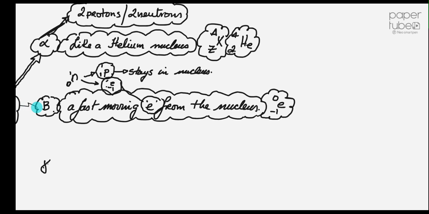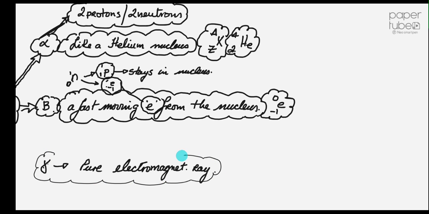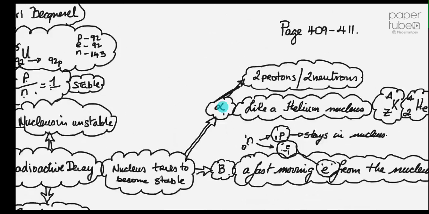Now, gamma rays are just pure electromagnetic waves. An electromagnetic wave is all the waves in the electromagnetic spectrum, which is radio waves, microwaves, infrared, light, ultraviolet, X-rays, and gamma rays. And it's the last one, and it usually is associated with these other two. It doesn't usually exist on its own. Usually when these things change here, this occurs. So when these happen, usually this happens. Fair enough?